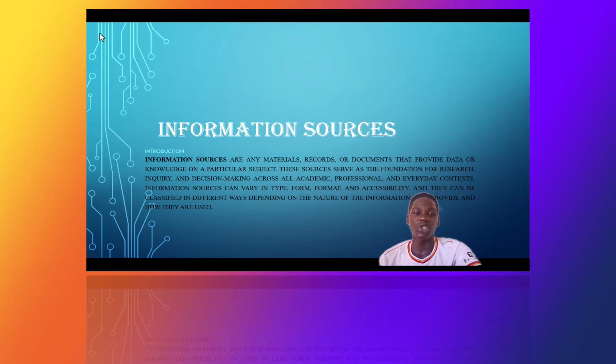Further, they're telling us information sources can vary in type, format, and accessibility, and they can be classified in different ways depending on the nature of information they provide and how they are used. So that's how information sources are classified: by type, by format, by accessibility, and by the nature of the information provided by that source. You must take that in mind.